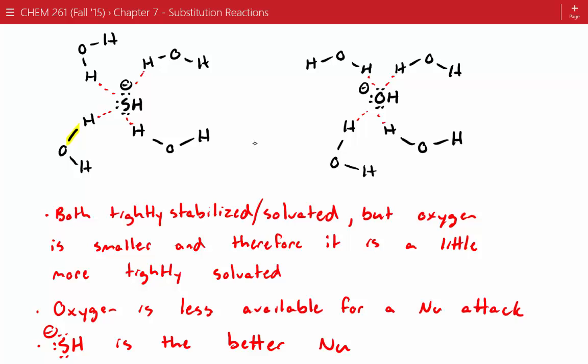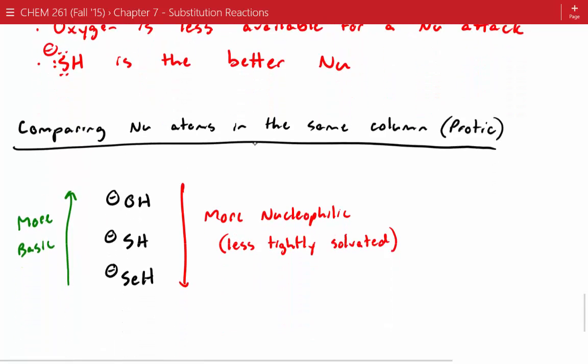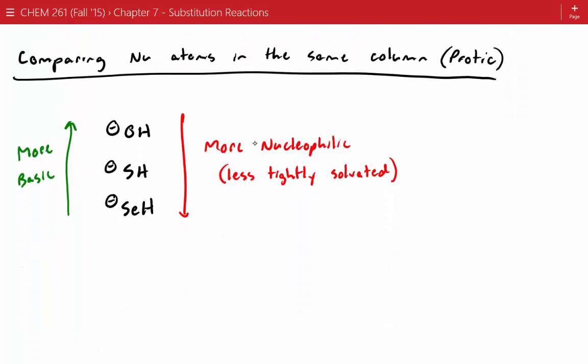So if you've noticed, we're using nucleophiles that are negatively charged. Do you have a question? Yeah, I'm just wondering, can we use the solvent to figure out if the secondary carbon is going to be SN1 or SN2? Yes, we're going to get there. Oh, okay. Yeah, it's almost like I paid you to say that. But let's continue on. We're comparing nucleophilic atoms in the same column under protic solvents.